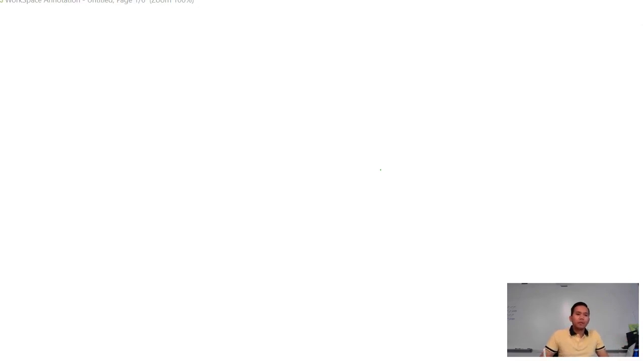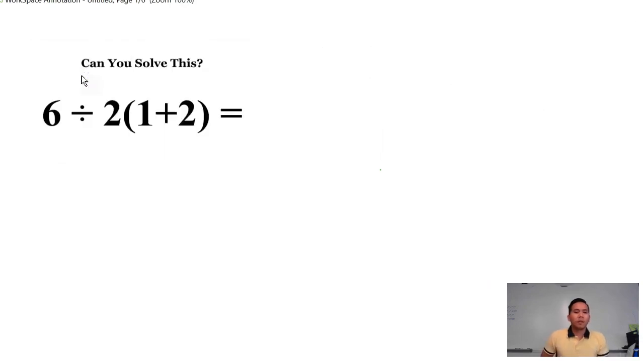When we started with our stay home policy, a lot of people around the globe got bored and made use of social media, especially Facebook, to post some mathematics problems. They started with a simple problem like this. So can you solve this problem? 6 divided by 2, the quantity 1 plus 2 is equal to blank.